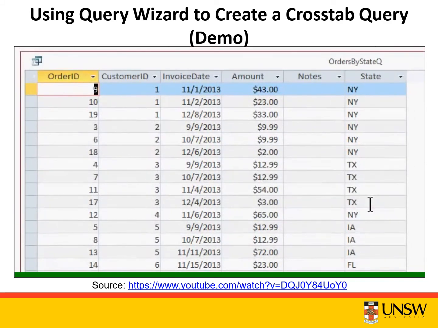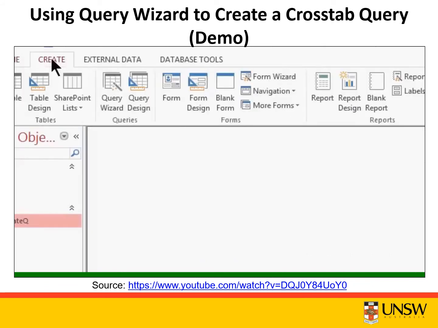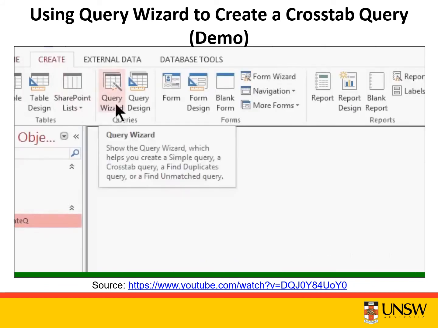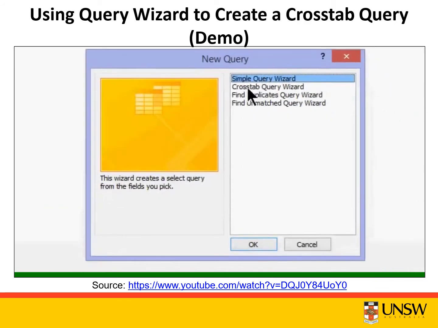Now that we have the data together that we want to summarize, we can build a crosstab query. I'm going to close this query, save changes if it asks you to save changes. Let's go to Create, and this time we're going to use the query wizard. Now there is a wizard to build crosstab queries. The wizard is okay. It lacks some features that you can have if you build the query manually. But for today, we'll stick to the wizard.